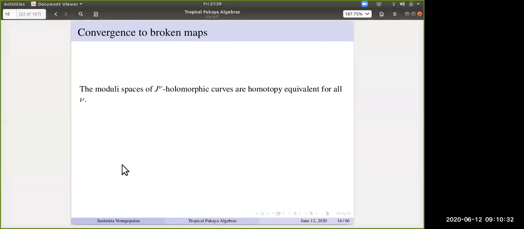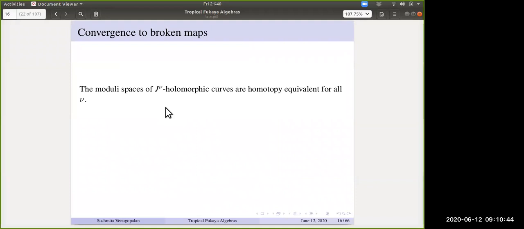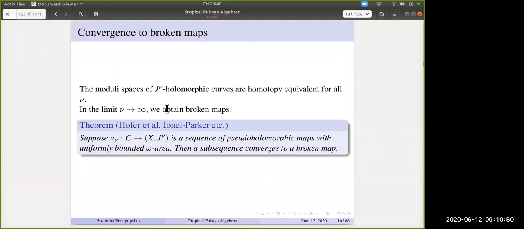Okay, and here we are just varying the almost complex structure. We are not doing anything else. So therefore, the moduli spaces of J nu holomorphic curves are homotopy equivalent for all nu. And we get to broken maps when we take the limit nu going to infinity. And this has been well studied by Hofer and collaborators and Ionel and Parker.